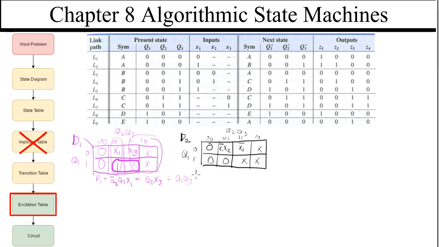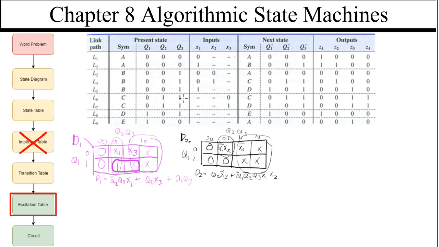So D2 is going to equal, well, we can make a party of these guys. Q1's not going to matter. Q3 is not going to matter. It's going to be Q2 X bar 3. All right, and then this guy looks like it's all by itself. So it's going to be Q1 bar Q2 bar Q3 X1 bar X2.